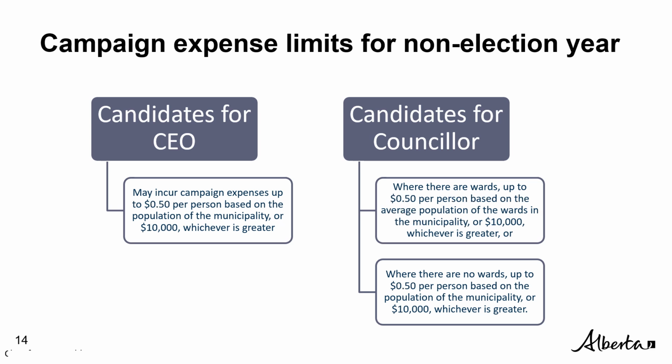In the year prior to the election year, the campaign expense limits are 50% lower. The limits are 50 cents per person based on the population of the municipality, or $10,000, whichever is greater, for mayoral and councillor candidates elected at large. For councillors of a ward, it is 50 cents per person based on the average population of the ward, or $10,000, whichever is greater. These limits will apply to any campaign expenses incurred in November and December of 2024.